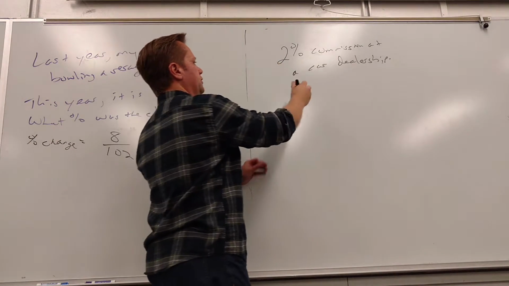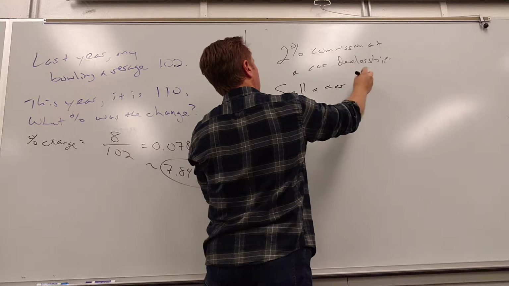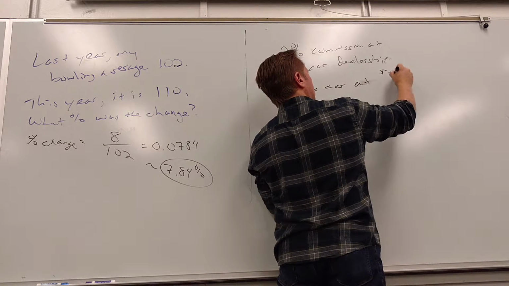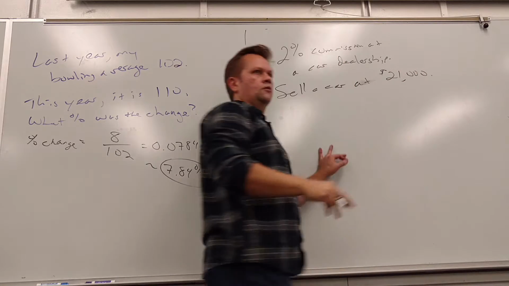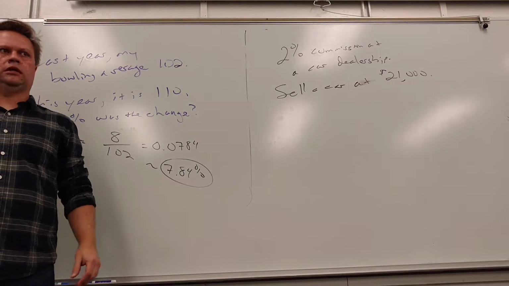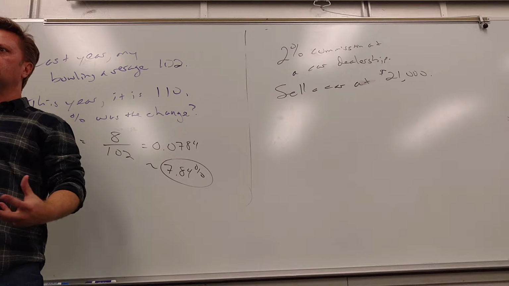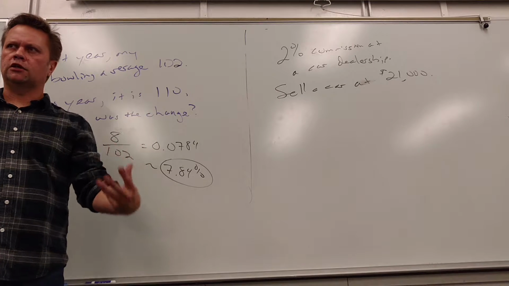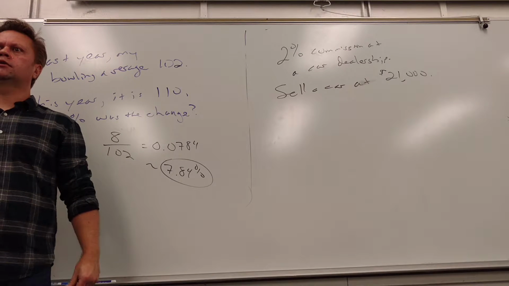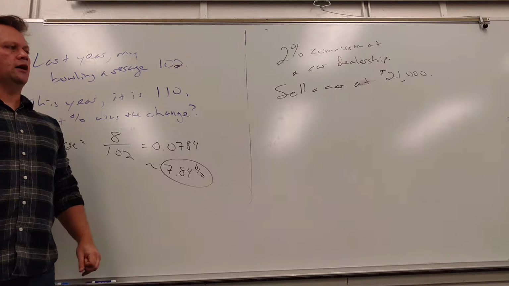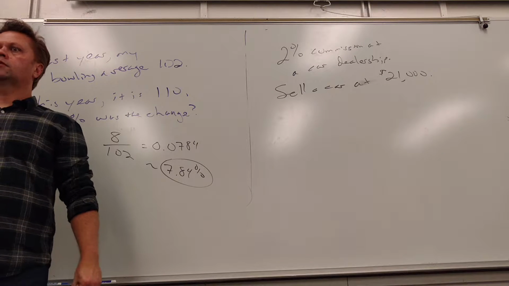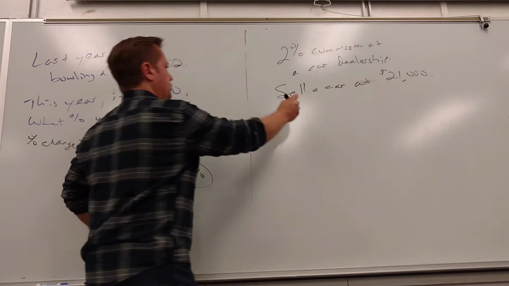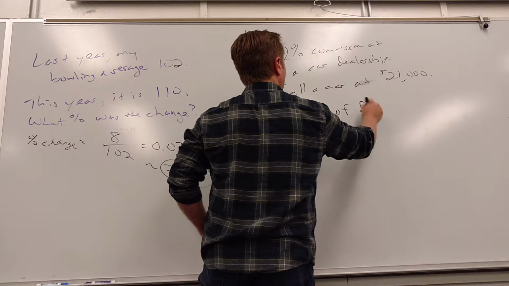So 2% commission at a car dealership. Let's say I sell a car at $21,000. What will my commission be? So I'm not changing something. This is direct application of percentage. This isn't anything too crazy. You just turn the percent into a decimal, and then you multiply. So in words, it'll be 2% of 21,000.